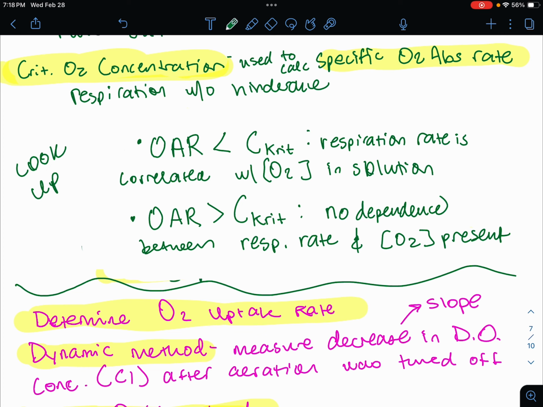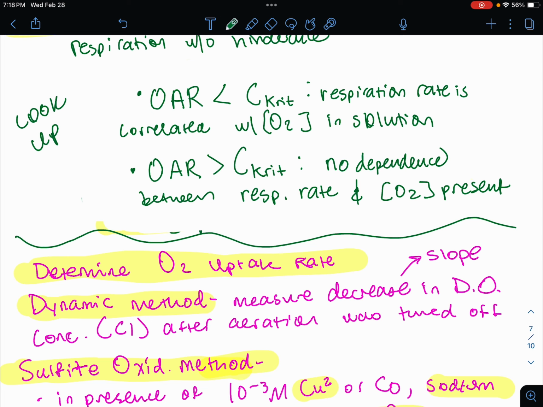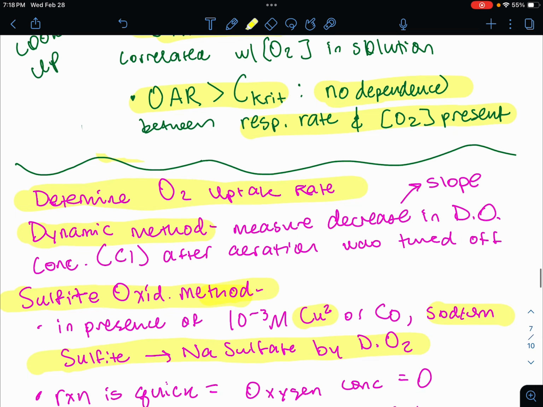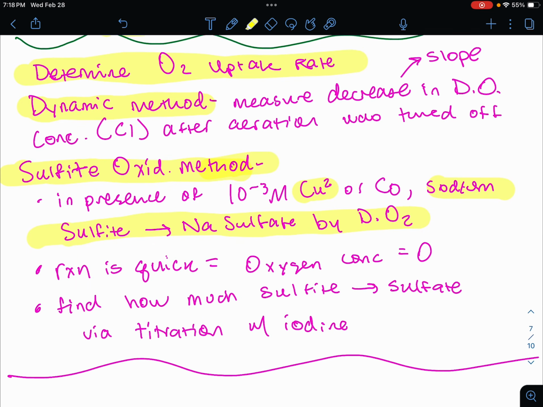An example of this would be, E. coli has a very low K-crit. However, something like Pseudomonas has a very high K-crit. Those are just critical oxygen concentrations of some organisms from a little chart in lecture. So when OAR is greater than K-crit, there's no dependence between respiration rate and O2 present.